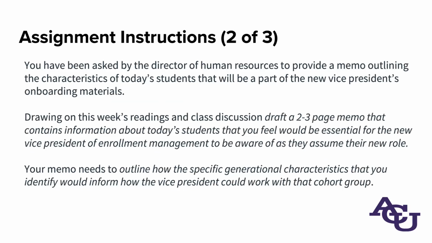And we see the instructions continue. You have been asked by the Director of Human Resources to provide a memo outlining the characteristics of today's students that will be a part of the new Vice President's onboarding materials. Drawing on this week's readings and class discussion, draft a 2 to 3 page memo, so a little on the longer side, that contains information about today's students that you feel will be essential for the new Vice President of Enrollment Management to be aware of as they assume their new role. Your memo needs to outline how the specific generational characteristics that you identify would inform how the Vice President could work with that cohort group.